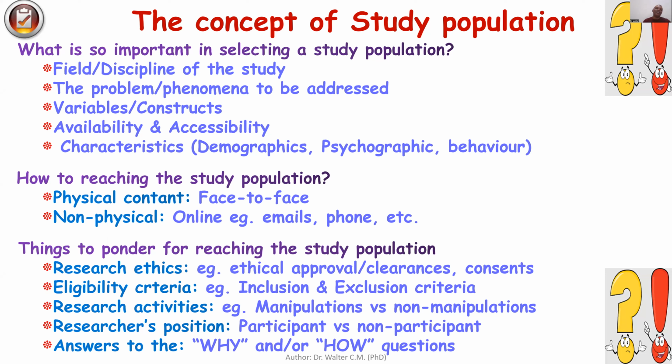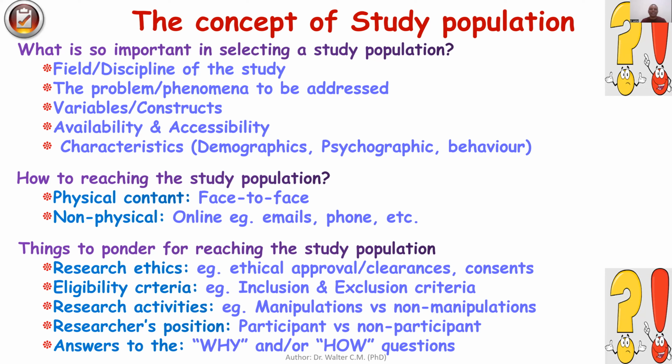And then there are several things to think about as a researcher when it comes to the issues of study population. You need to consider research ethics. It's where we now have a segment called ethical consideration, ethical approval, clearance, consents. All of these, I say, we need to consider them. Declaration of health ethics needs to be considered here. And then you need to consider eligibility criteria, where we have inclusion and exclusion criteria.